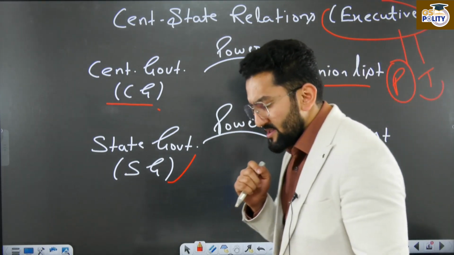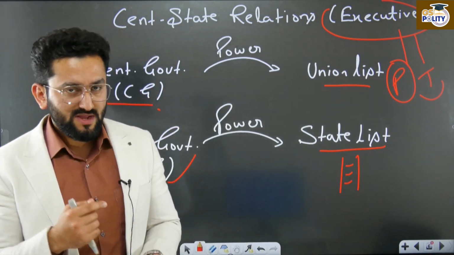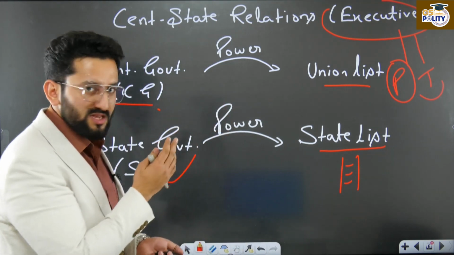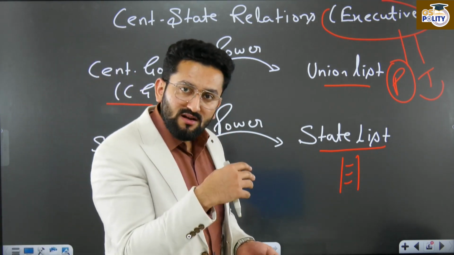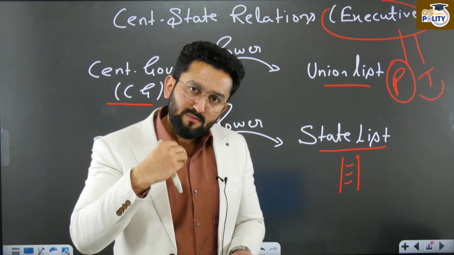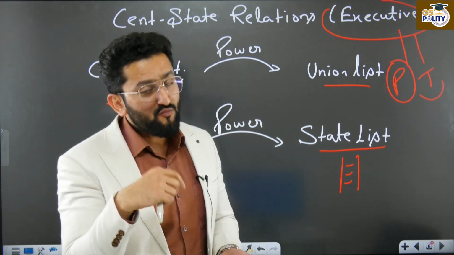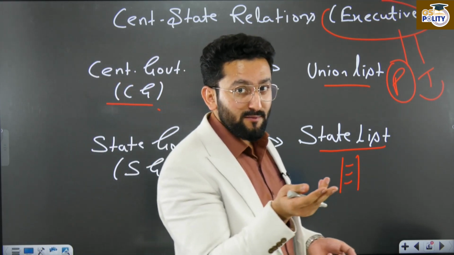Now the point is, what about concurrent list? Means state list is clear, union list is clear, clear division of power is there. But in concurrent list, in legislative aspect, we discussed that law can be made by both center and state. What about the executive power? Executive power lies with center or state? What do you think?